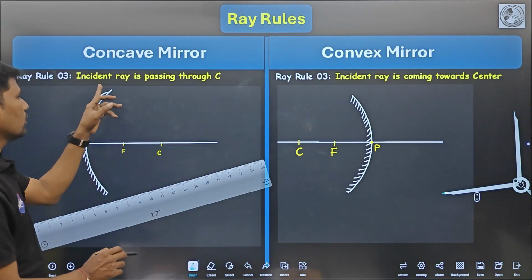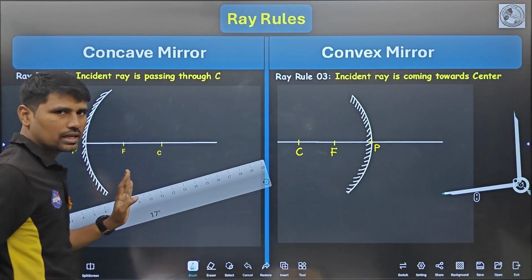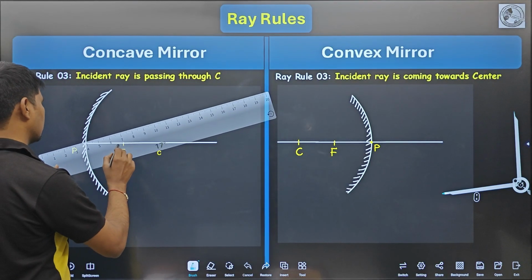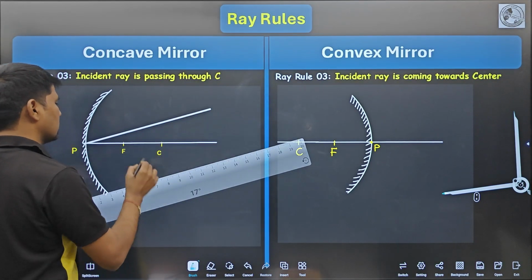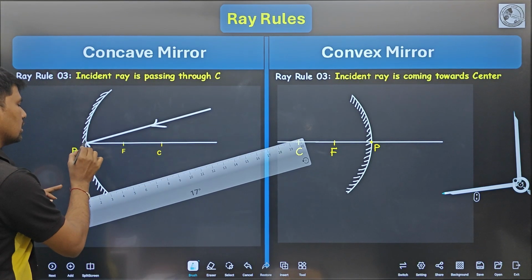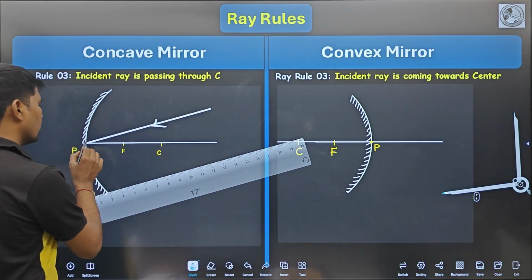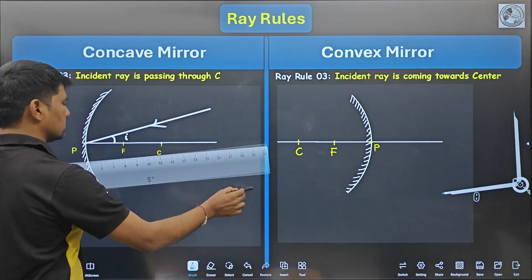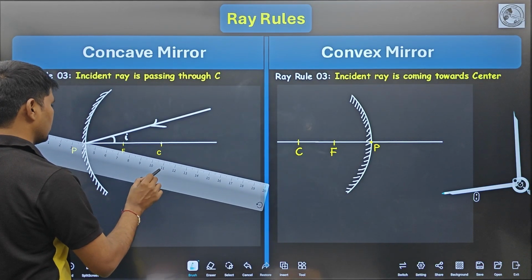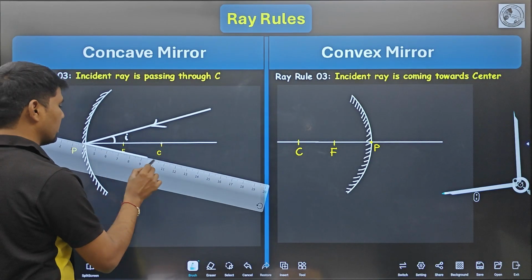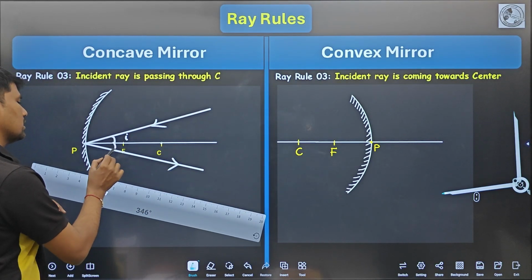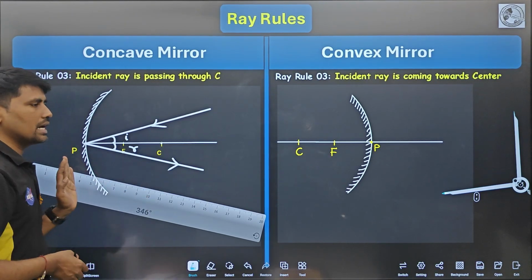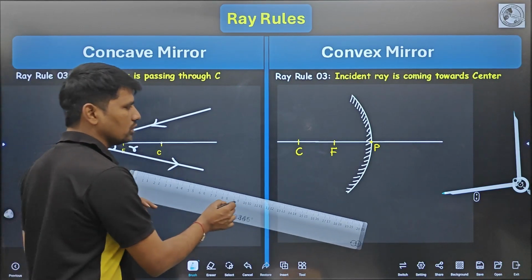See, ray rule 4. Here I don't have another slide, I am explaining in this slide only. If the incident ray strikes at the pole, then what happens? This is the point of incidence and the center, and this is the angle of incidence i. So here it will make the same angle and it will reflect. i is equal to r. If the incident ray strikes at the pole, wherever it strikes, it follows the laws of reflection. i is equal to r, students.